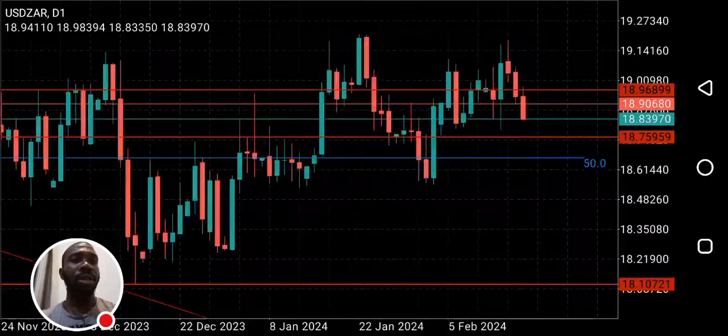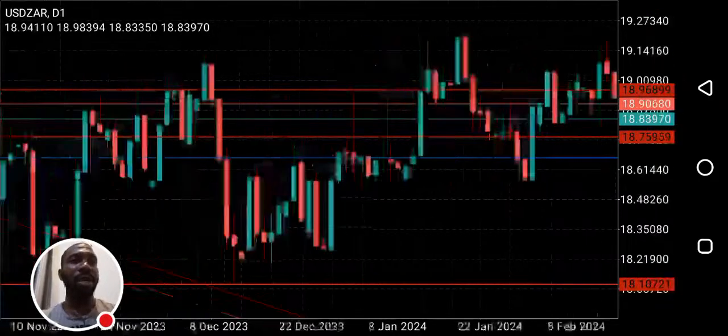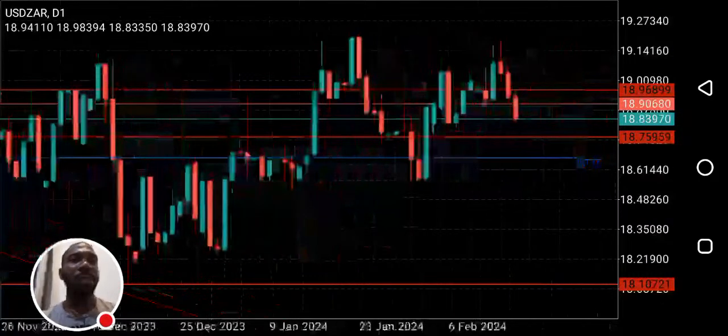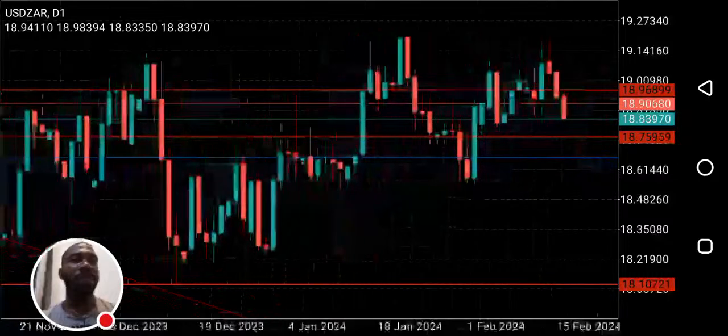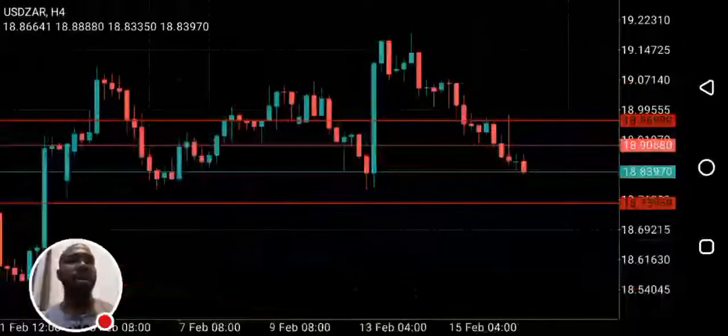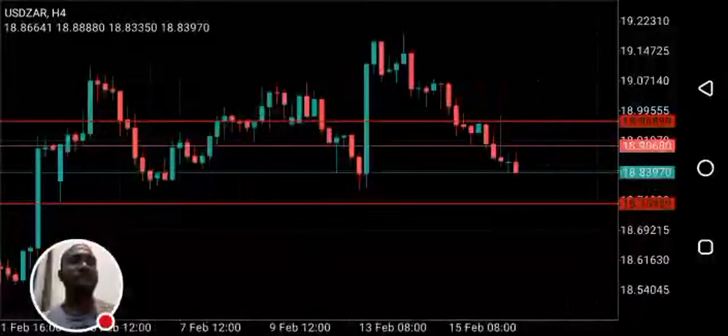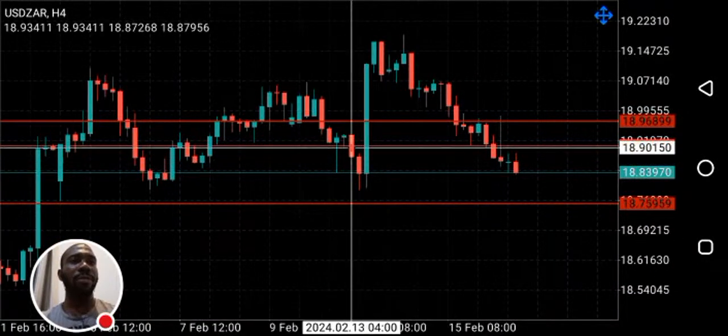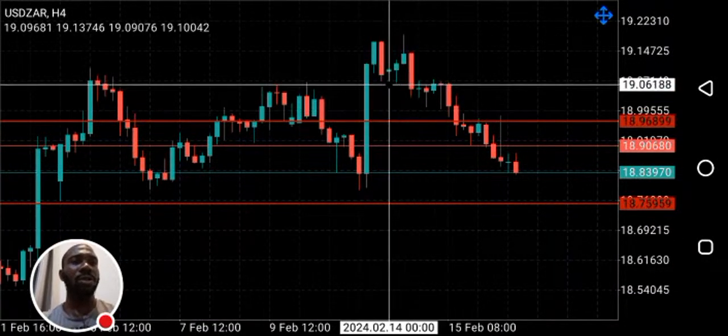Let's just see what we have on daily. As you can see on daily, this is a bearish reversal pattern. USD ZAR is bearish. Let's go down to 4 hour. The 4 hour is also bearish, but this would have been the best time to sell. This would have been the best price to sell.